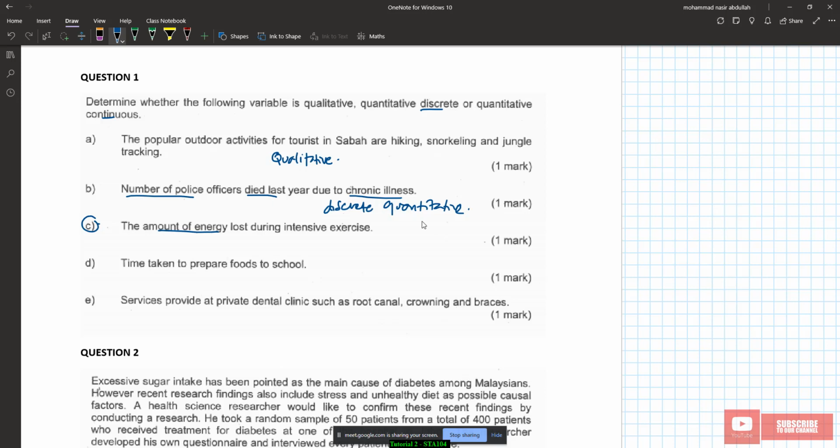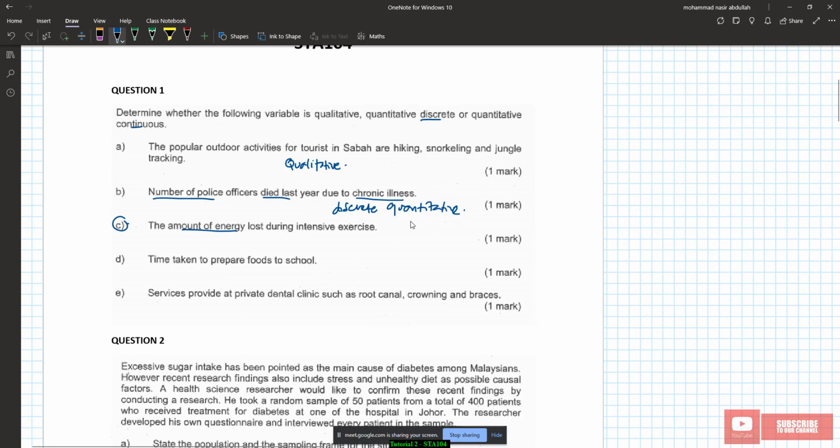Now, C, the amount of energy lost during intensive exercise. So, energy kita measure dalam satu unit kan? So, this one should be quantitative continuous, right? And D, time taken to prepare food to school. This one also quantitative. What? Discrete or continuous? Continuous, right?